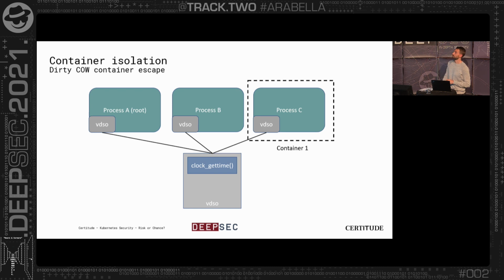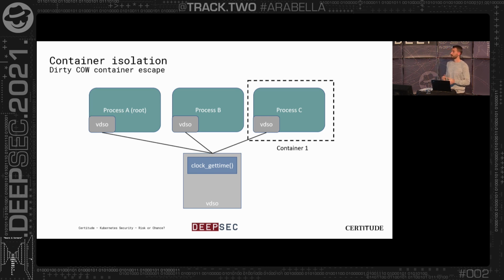We have different processes on the host. We have process A, which is running as root. We have another process B, which is not running as root. And we have a process C, which is actually a container, so it should be isolated. But all these processes share the VDSO memory mapping. VDSO is an optimization from Linux to avoid context switches between the user land and the kernel. So some system calls are implemented in shared memory, for example, clock get time.